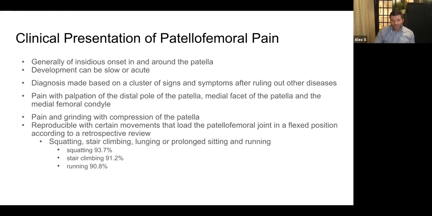But one of the things that I think we all see very often is that the compressive forces of the patellofemoral joint with squatting, stair climbing, running, and getting up from sitting have all clinically, and from a research perspective, been found to be an issue with this population.